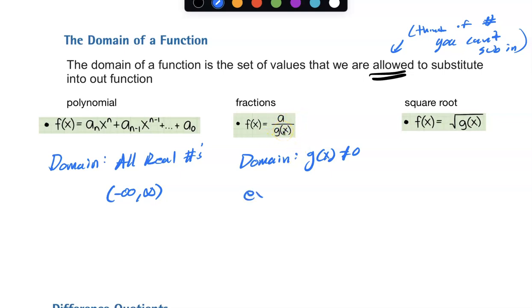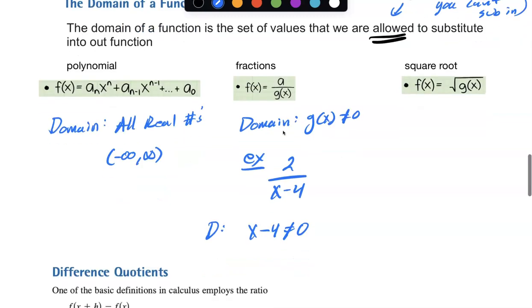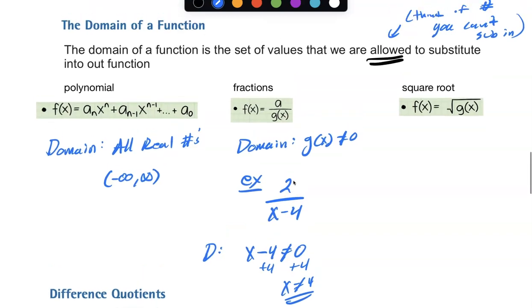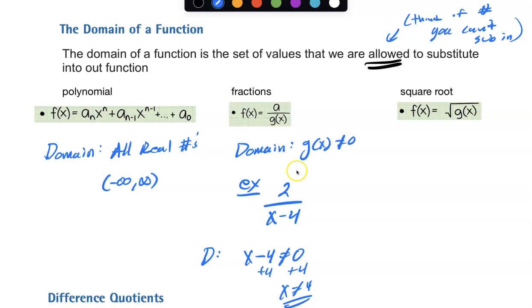So for example, if I gave you 2 over x minus 4, the domain here would be: get the bottom, set it not equal to 0, because you can't divide by 0, then you just solve it. X does not equal 4. That's the domain. Domain is everything except 4, because 4 makes this thing bad. What can you not plug in? Or what are you allowed to plug in? So in a fraction, the bottom cannot equal 0.